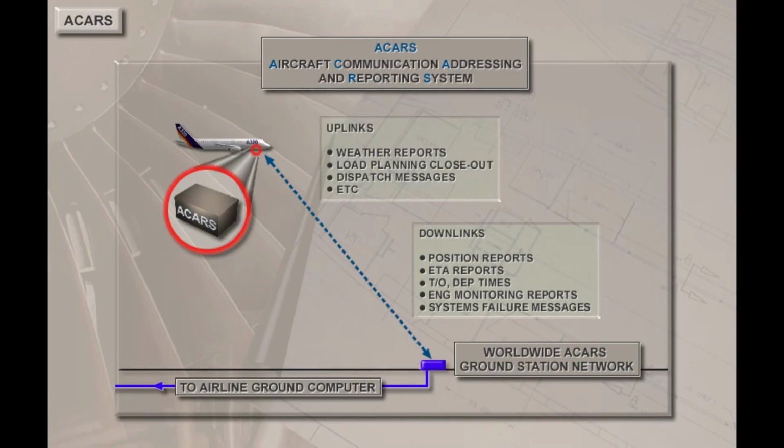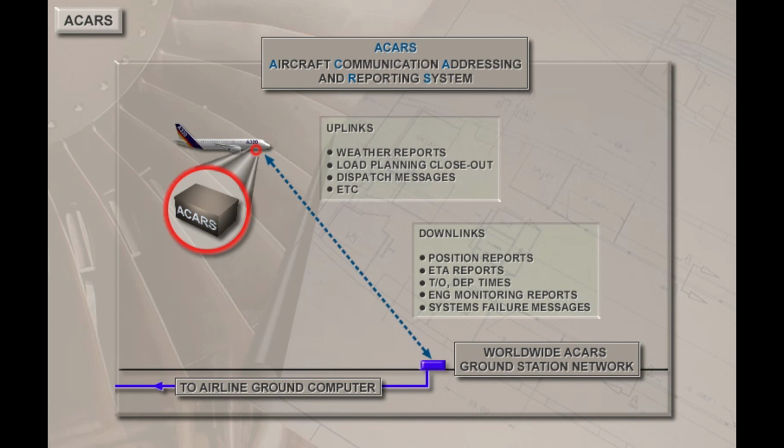The Aircraft Communication Addressing and Reporting System, or ACARS, allows for direct exchange of data between the aircraft and the airline operator's ground computer using the VHF number 3 radio. Uplinks may contain, for example, pilot-requested weather reports or messages from load planning, dispatch, or crew scheduling. Downlinks may be initiated by the crew and include such things as company position reports and ETA reports.